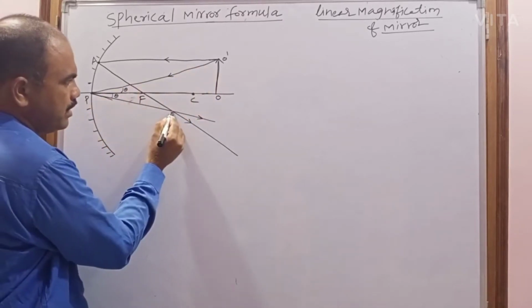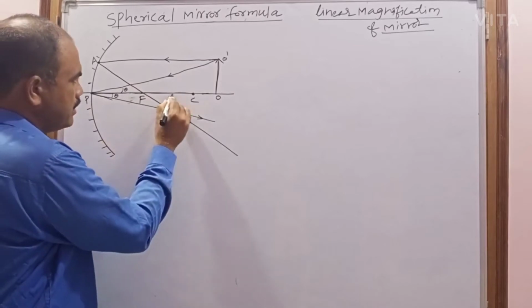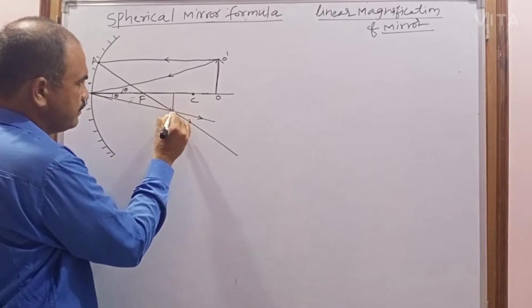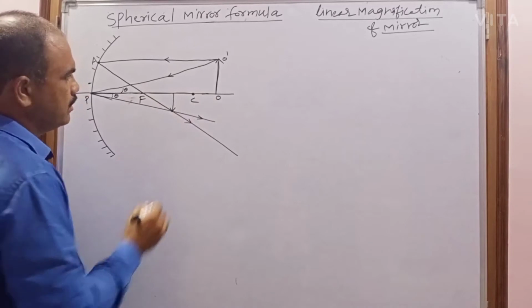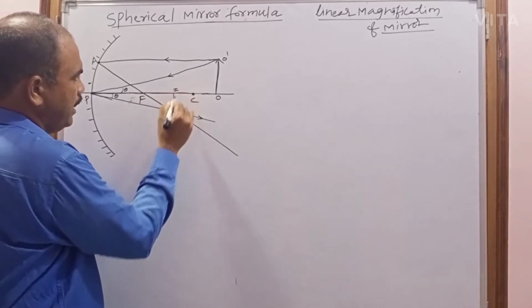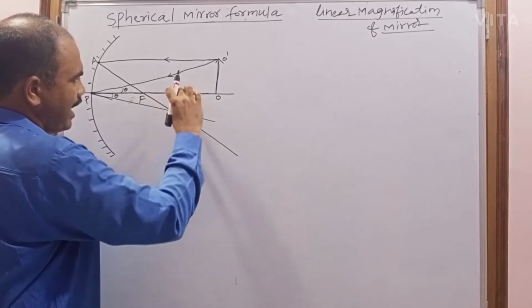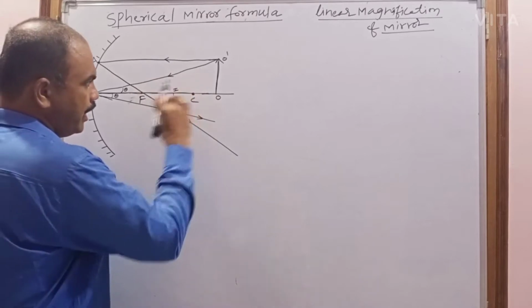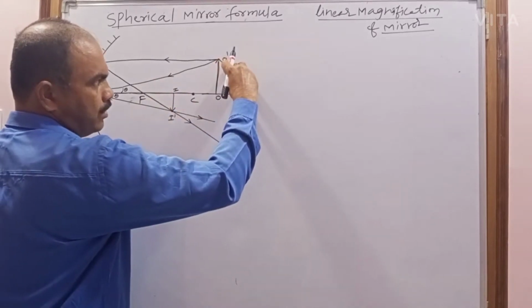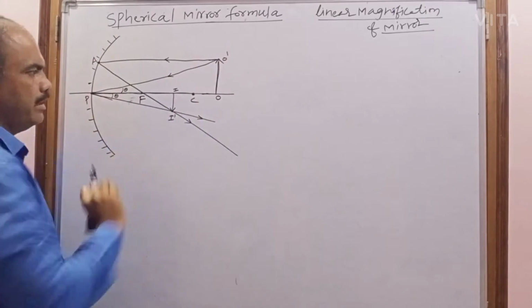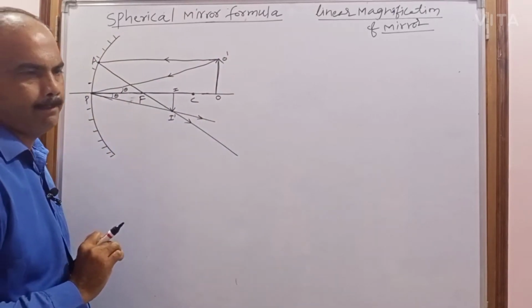Now where are the two rays intersecting? Here. Here the image is formed. This is the image. Let the image name be I dash. This I dash is the image for the object O dash formed by the concave mirror.